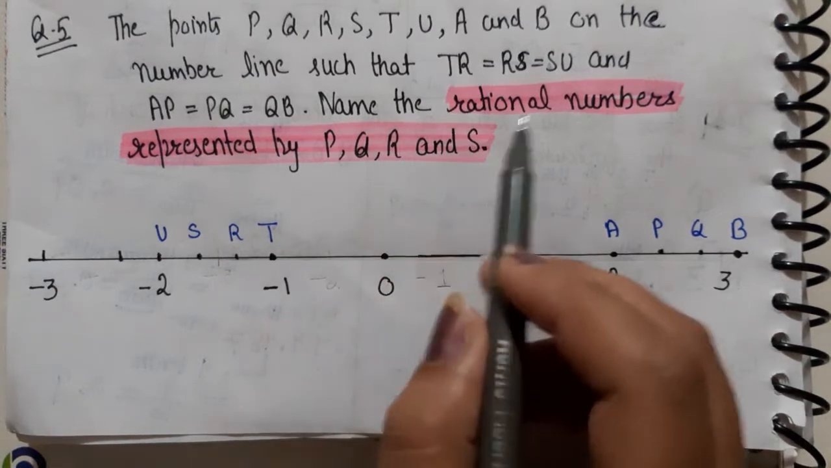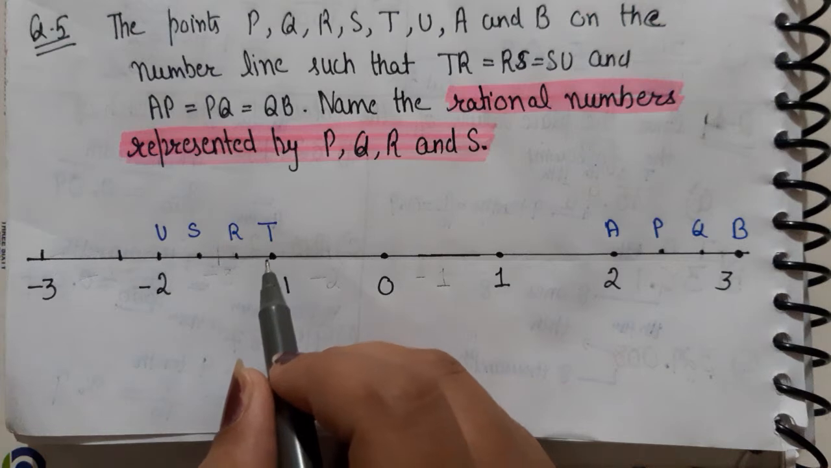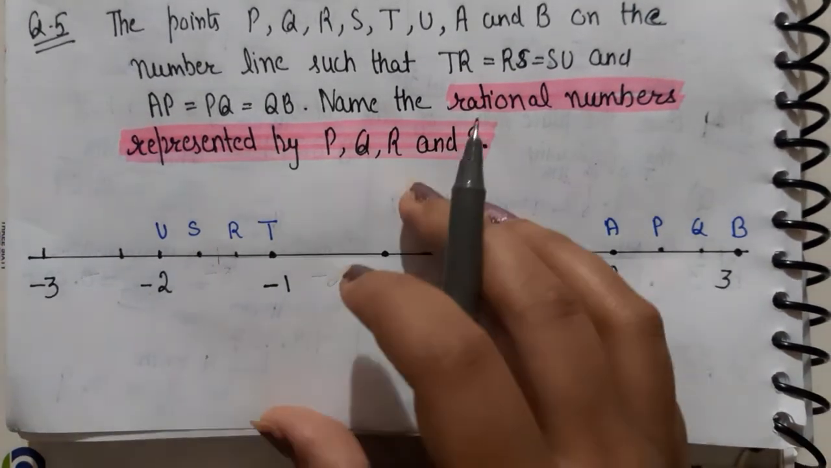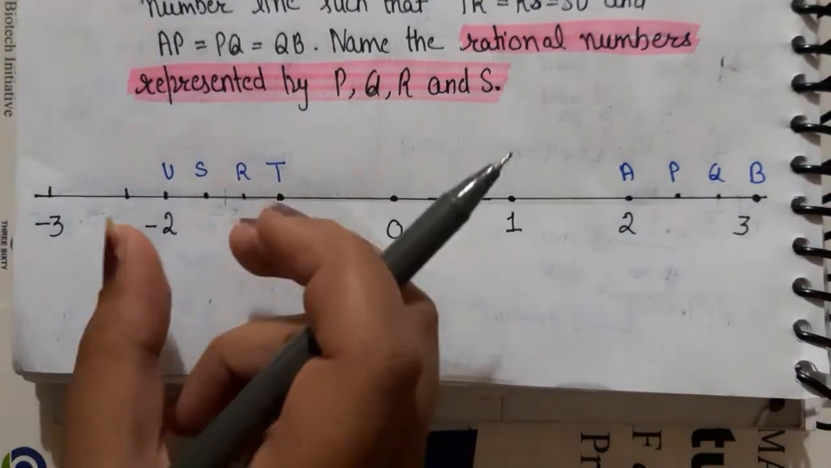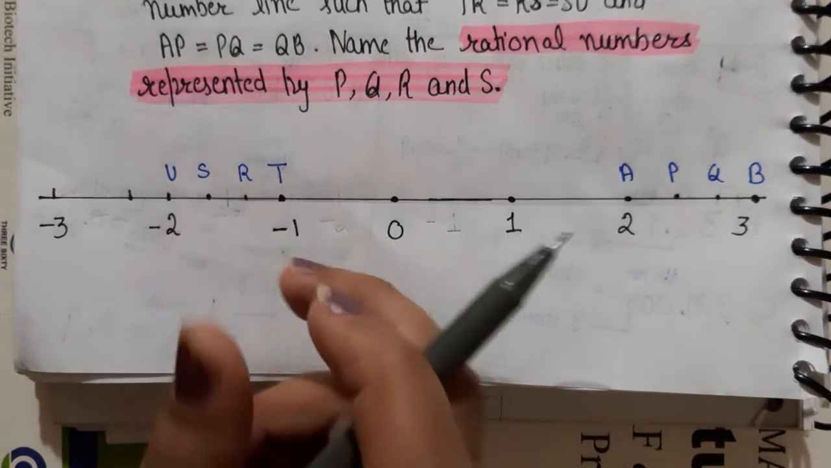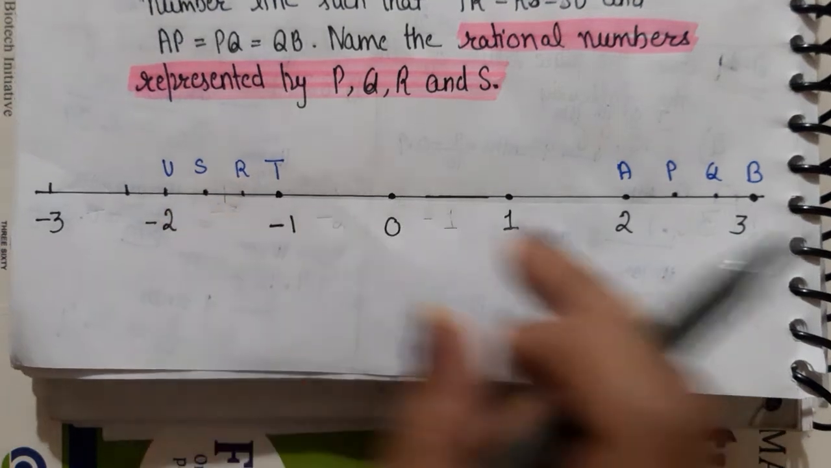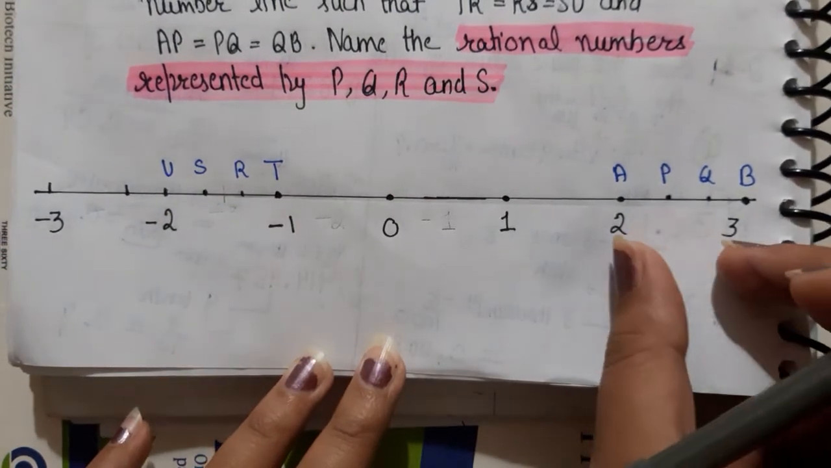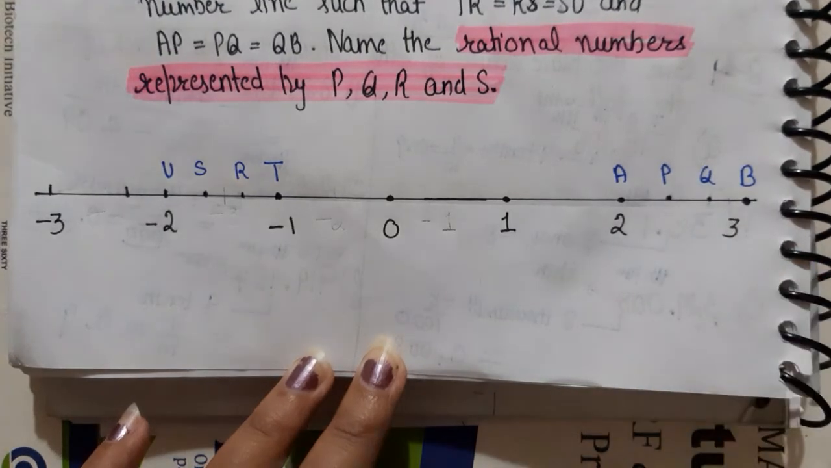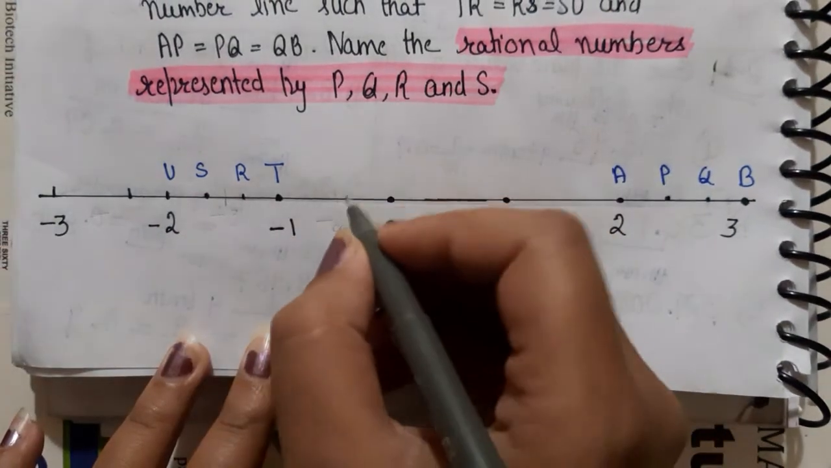They are asking you to write the names of the rational numbers representing P, Q, R and S. Now if you see it carefully, between every two integers how many parts have they made? 1, 2, 3. They have made 3 parts. And here also, between 2 and 3, which are integers, how many parts have they made? 1, 2, 3. So between every two integers they have made 3 equal parts.